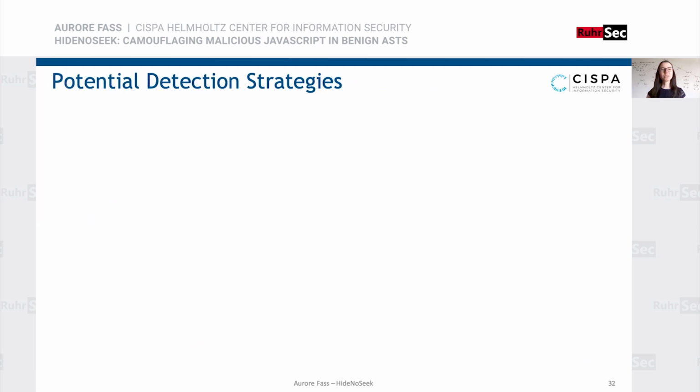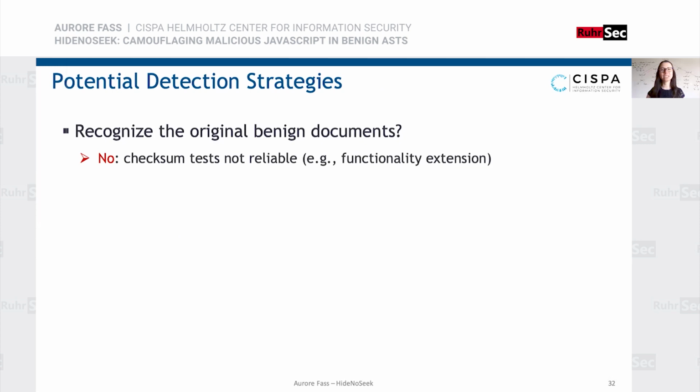Let's think now about some potential ways to detect HideNoSeek crafted samples. So first, we could recognize the original benign document and see that the crafted sample is different from the original input it is supposed to be. In theory, yes. In practice, no. I mean, checksum tests would not be effective in that case because, for example, libraries can be altered for a benign purpose, like functionality extensions or caching proxies, or just stored together with other libraries.